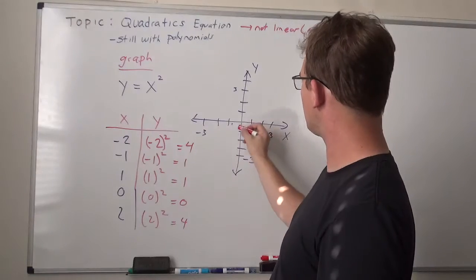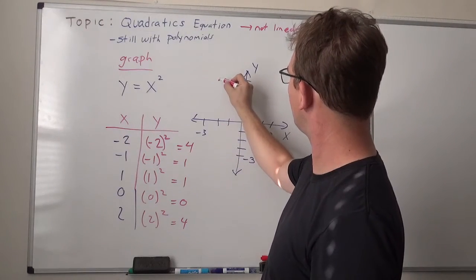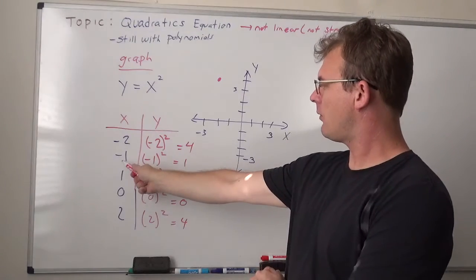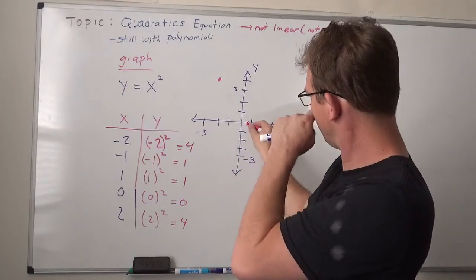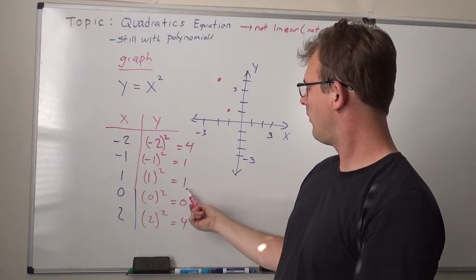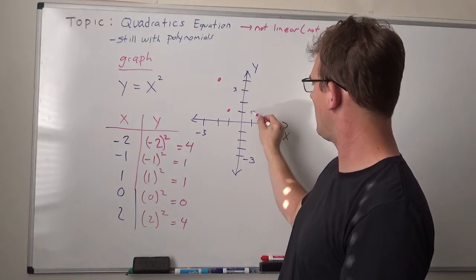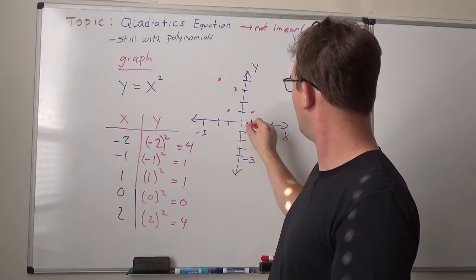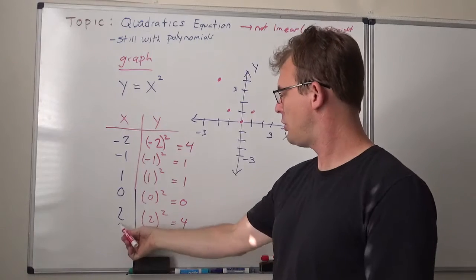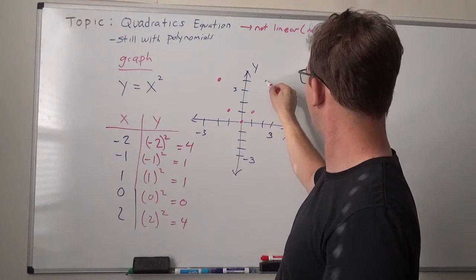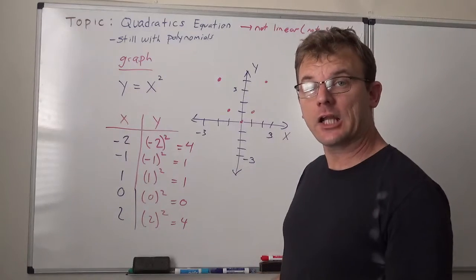-2, 4. -1, 1. 1, 1. 0, 0. 2, 4. And connect the dots.